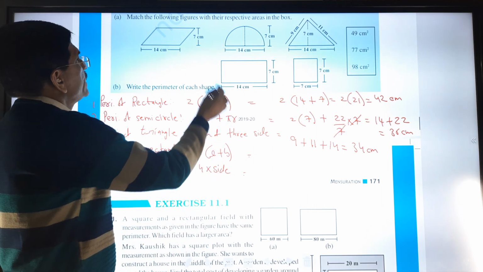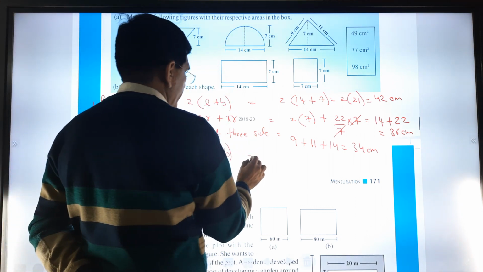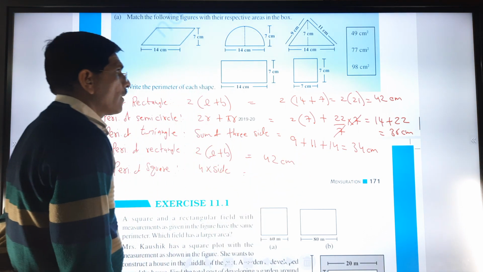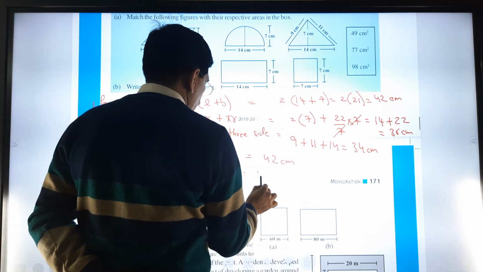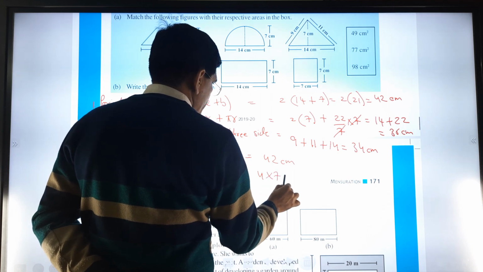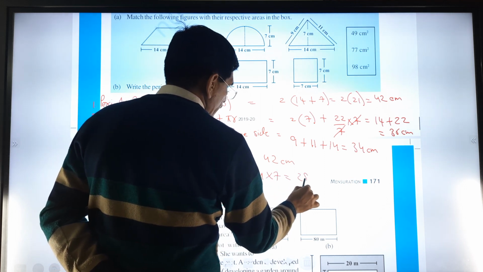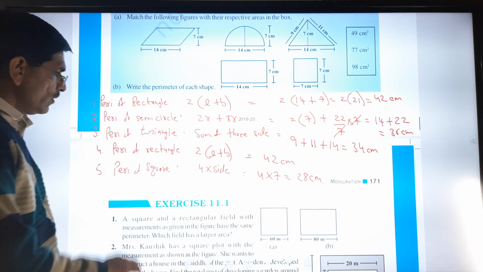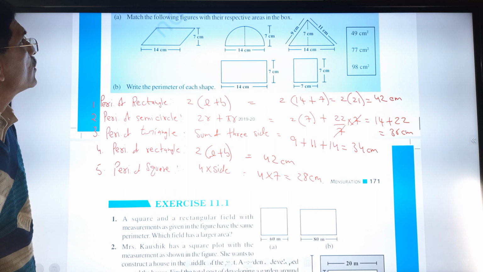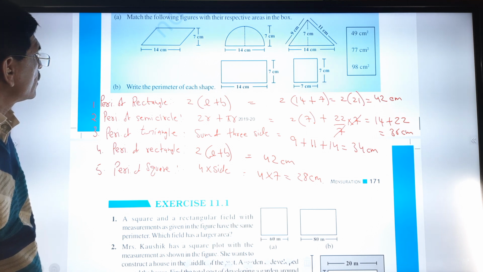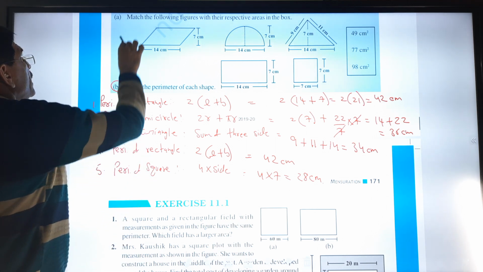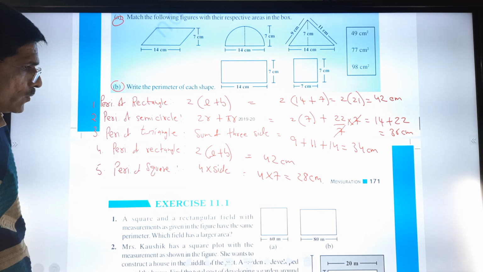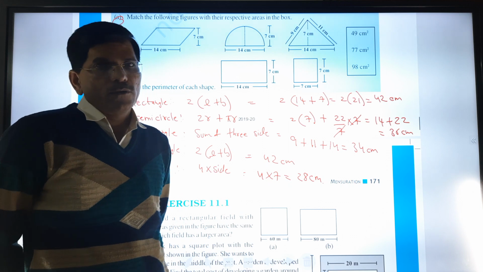Again 2 into (L plus B), here it is the same everything. So the rectangle answer is 42 centimeter. Last answer is 4 into 7, that is 28 centimeter. So all of these we have tried, but I have already solved everything. Anyhow, you have to write this in your rough now.